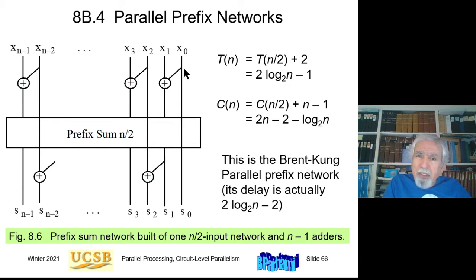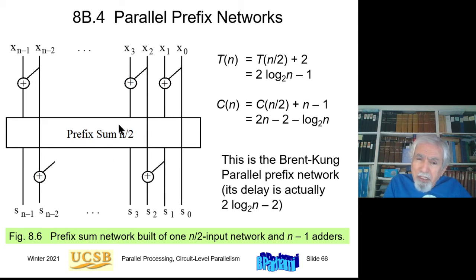Okay, so Brent and Kung said basically first start by combining pairs of inputs, adding pairs of inputs. X0 plus X1 goes here. X2 plus X3 goes here. Then do a half width prefix computation with what you computed here. X0 plus X1 is one input, X2 plus X3 is one input, and so on. These other lines just go through that box. They're not affected by that box.